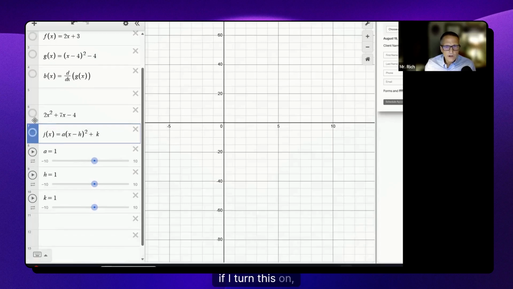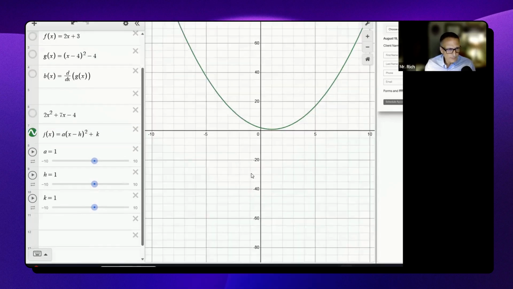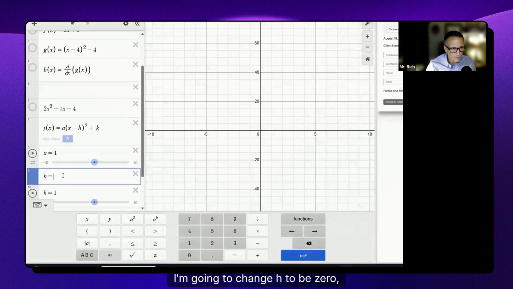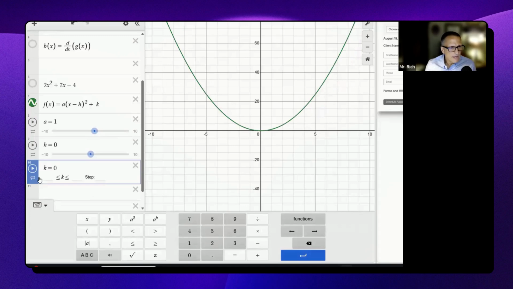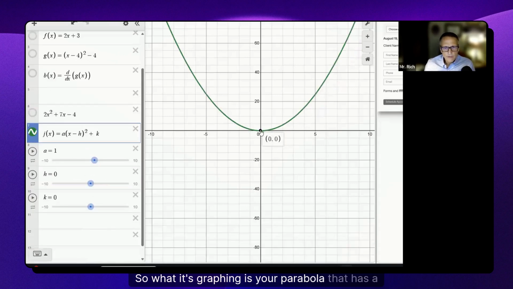Well, if I turn this on, if I turn the actual graph on, there's the parabola. Now, what is it graphing? It's graphing where a, h, and k are all the number 1. Now, I'm going to change h to be 0, and I'm going to change k to be 0, like that, and a to be 1. So what it's graphing is your parabola that has a vertex at (0, 0).